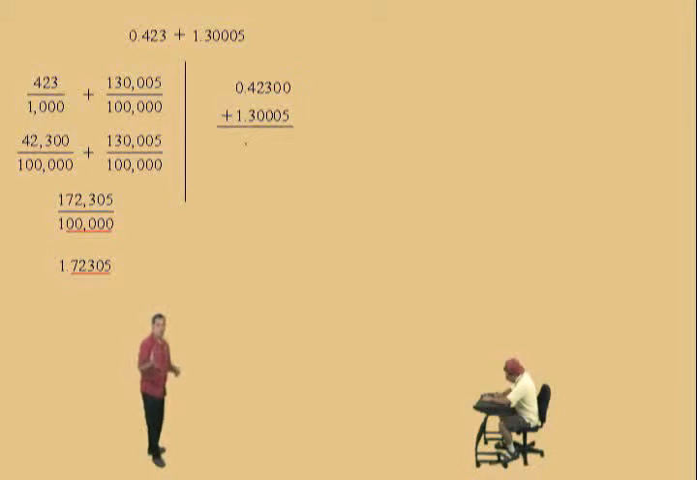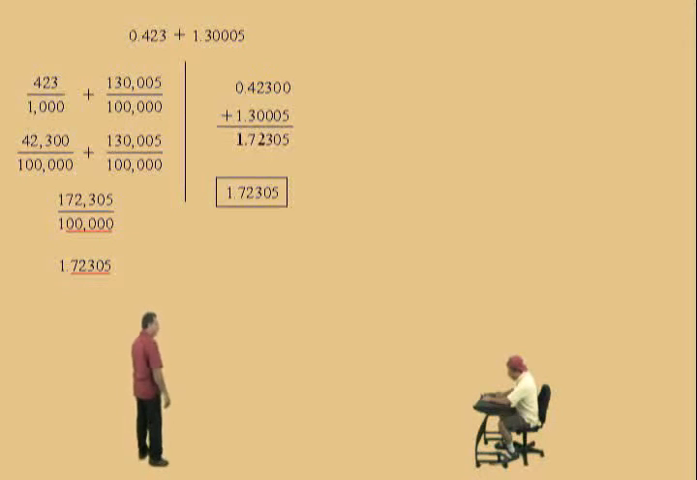Okay, that's what we're trying to explain. I know it's very tricky, but there it is. I tried to explain it. Okay, now we just add, right, Charlie? 0 and 5 is 5, 0 and 0 is 0, 3 and 0 is 3, 2 and 0 is 2, 4 and 3 is 7, and 0 and 1 is 1. And remember, when you line up the decimal places, you get 1.72305.